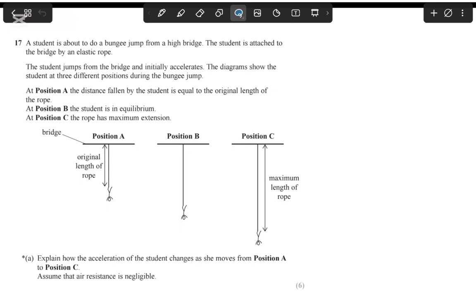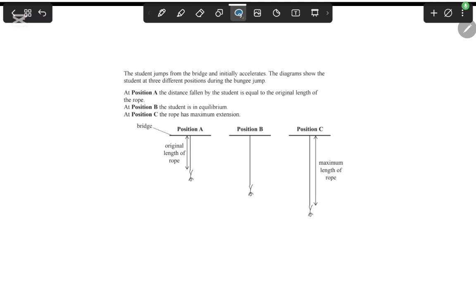So part A, the 6-mark question: explain how the acceleration of the student changes as she moves from position A to position C. Assume the air resistance is negligible. Alright, so I'm going to take a different page and try to explain this question. Let's try to understand this question now. So we've got position A, B, and C.